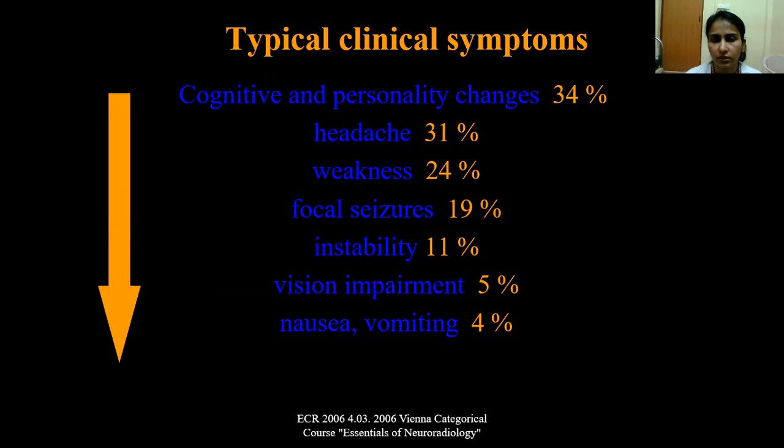Then the typical clinical symptoms. In a cerebral metastasis we will see cognitive and personality changes in 34% of cases, then headache in 31% of cases, weakness in 24% of cases, focal seizures in 19% of cases, and instability in 11% of cases. The less common ones: 5% will see vision impairment and 4% will see nausea and vomiting.